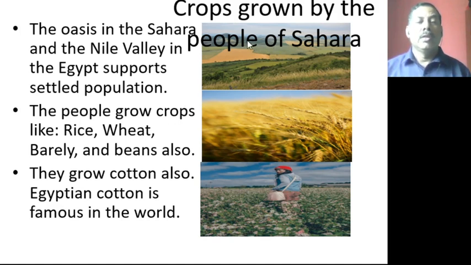The first one is rice. Here in the hilly areas you are seeing rice grown, the upland rice and the lowland rice. In the second picture, you are seeing wheat is also grown, and the third one, barley is also grown, as well as beans. And another important thing, by seeing the picture only, you will be able to identify it's the cultivation of cotton. So cotton is a very important crop of Egypt. Egyptian cotton is very famous all over the world. So in this area, in the cotton soil, this will be grown.